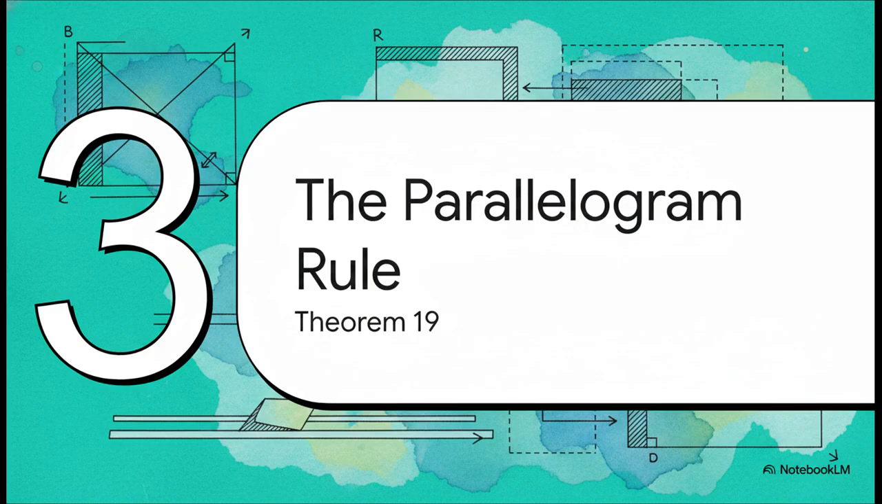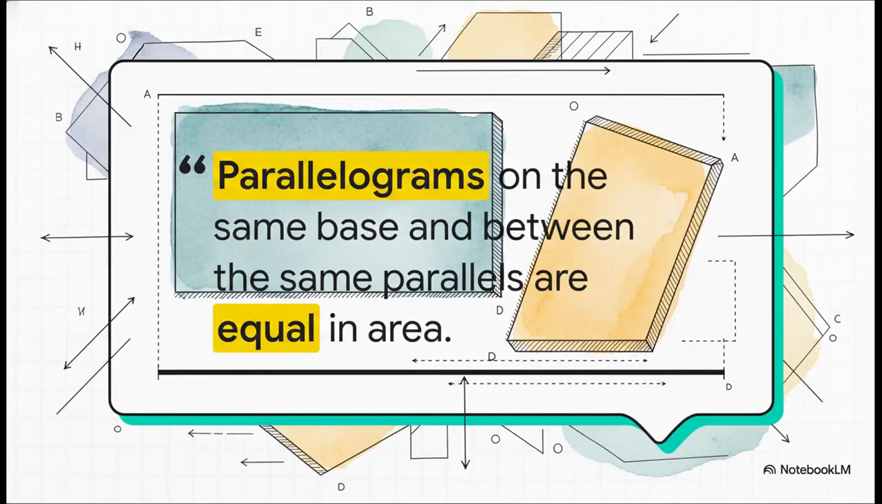Okay, let's look at Section 3, the parallelogram rule. Theorem 19. Now that we have our tracks firmly laid down, let's check out the very first major law of physics in our 2D world. This right here is Theorem 19. It tells us that parallelograms on the same base and between the same parallels are equal in area. Honestly, this is the granddaddy rule. It's the core building block for almost everything else we're going to uncover today.